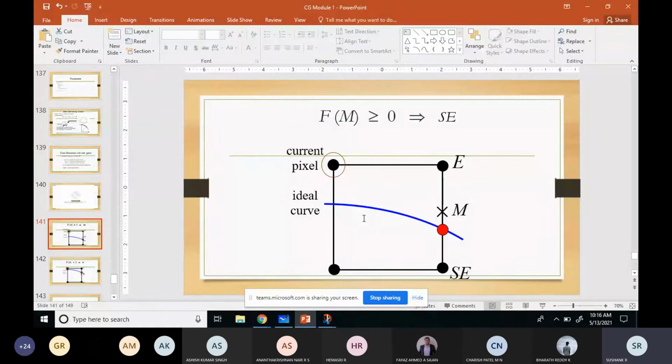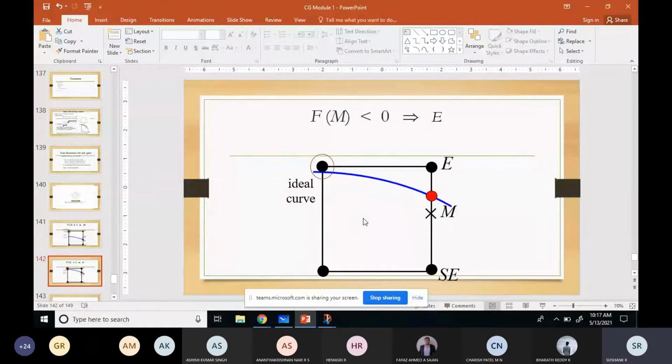if the function is greater than 0. You can check f of m, meaning you are calculating the midpoint, and you are getting the midpoint value as greater than or equal to 0. If it is greater than or equal to 0, you will select SC. SC is inside the circle. So you calculate the midpoint and get that value greater than 0. If greater than 0, it means it is closest to SC, so you have to select the pixel SC.